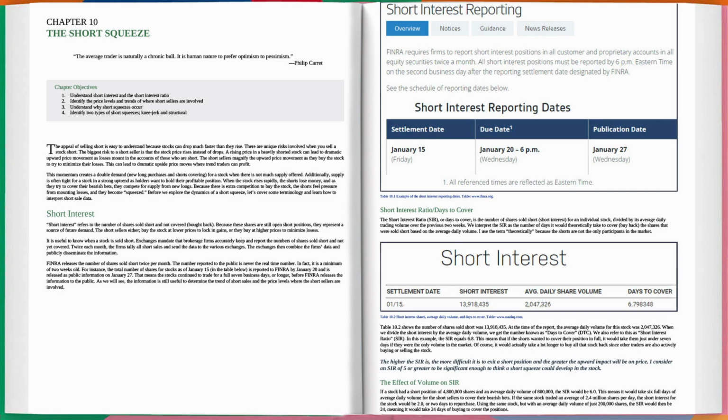Chapter 10. The Short Squeeze. The average trader is naturally a chronic bull. It is human nature to prefer optimism to pessimism. Philip Carret. Chapter Objectives. 1.